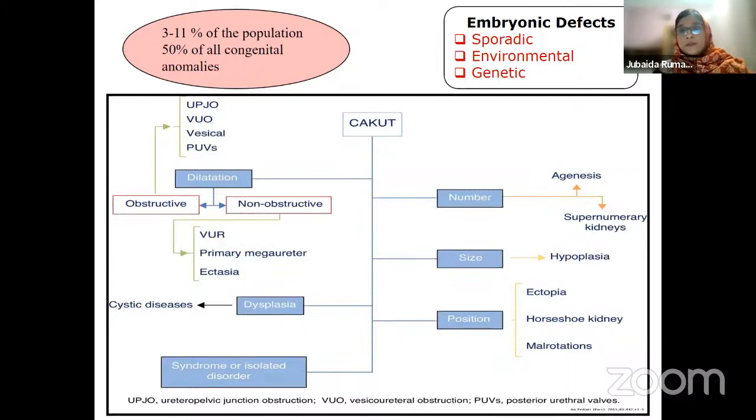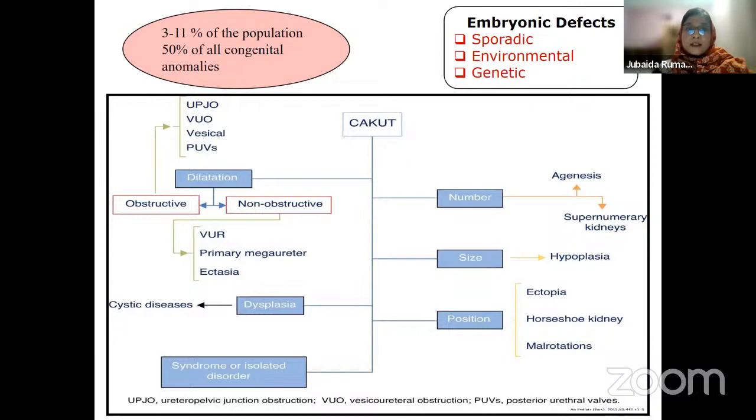So why does this embryonic defect occur? There are sporadic, environmental, and genetic causes. If any insult occurs in intrauterine life, it can cause congenital anomalies. The risk factors are maternal diabetes, hyperglycemia, and offending drugs like glucocorticoids, anti-epileptic drugs, cyclophosphamide, and MMF. If the mother has a history of alcohol or drug abuse, all these risk factors can cause congenital anomalies of the kidney and urinary tract.